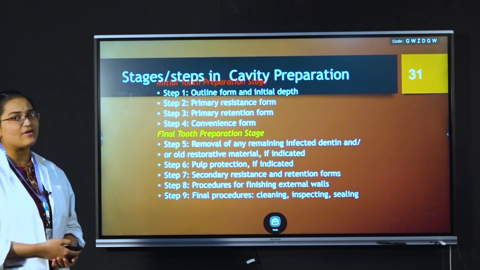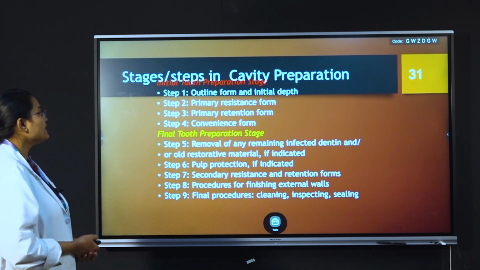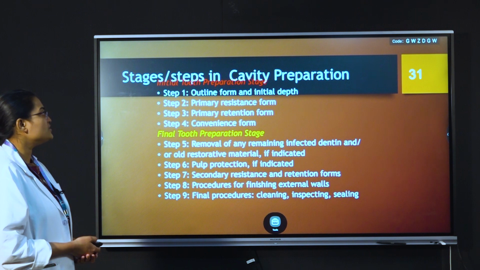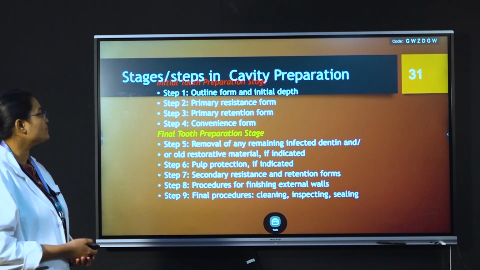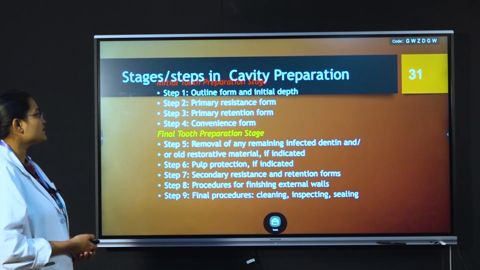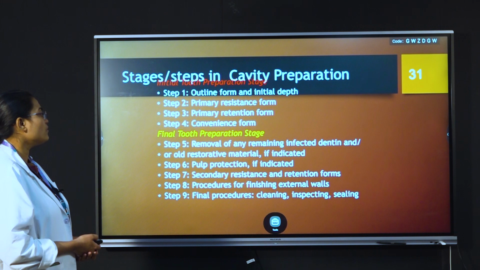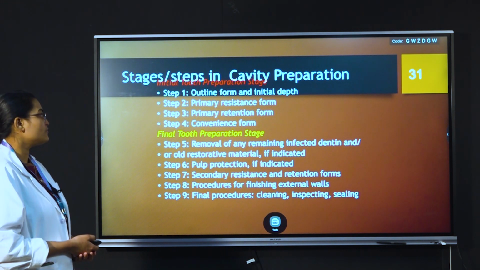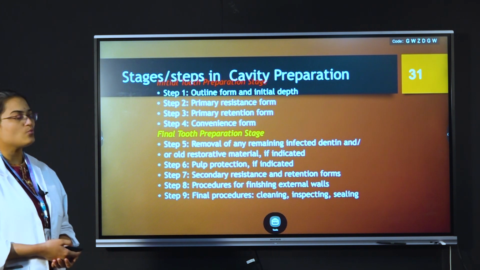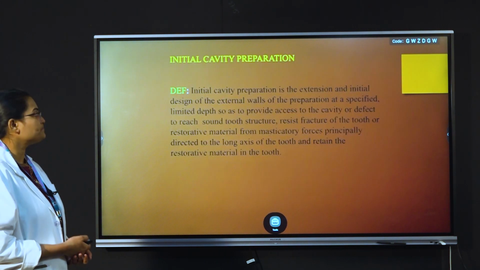Coming to the stages in cavity preparation, they are divided into initial stages and final stages. The initial stages are outline form and initial depth, primary resistance form, primary retention form, and convenience form. The final tooth preparation stages are removal of any infected dentin, old restorative material, pulp protection, secondary resistance and retention form, finishing of the external walls, and final procedures like cleaning, inspecting, and sealing.